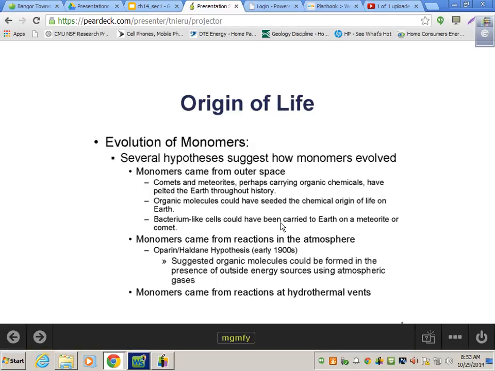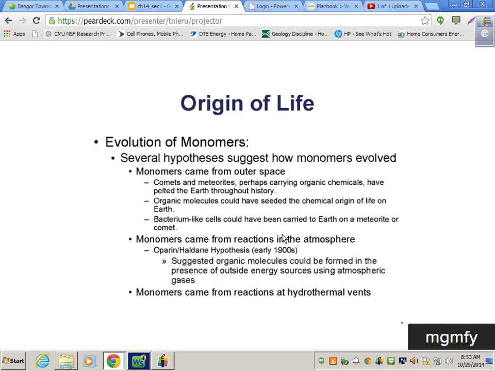If that's fun to you, right? So we look at organic molecules that could have seeded the chemical origin of life on Earth. So it could have come from another planet. I kind of like that idea. It sounds like a sci-fi movie, right? Bacterium-like cells could have been carried to Earth on a meteorite or a comet.